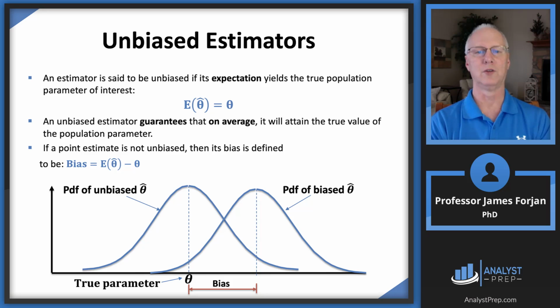All right, so notice at the very top there, I have the expected value of theta hat equals theta. That's the definition of an unbiased estimator. What that means is that it guarantees that on average, the true value of the population parameter theta will be realized inside of the sample.